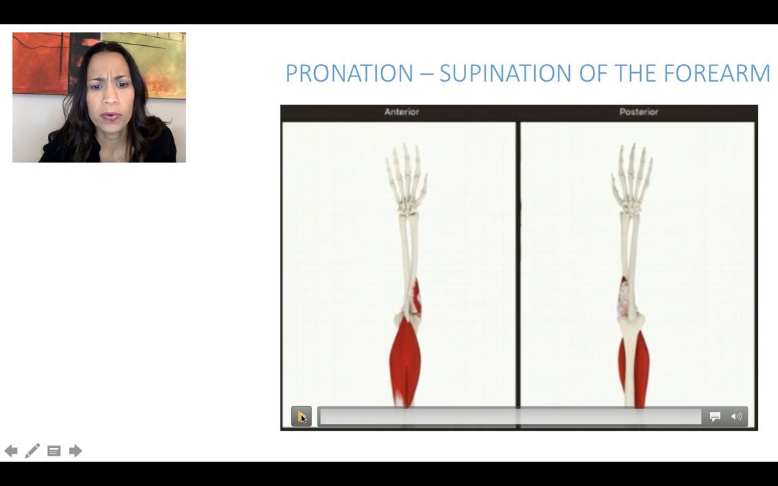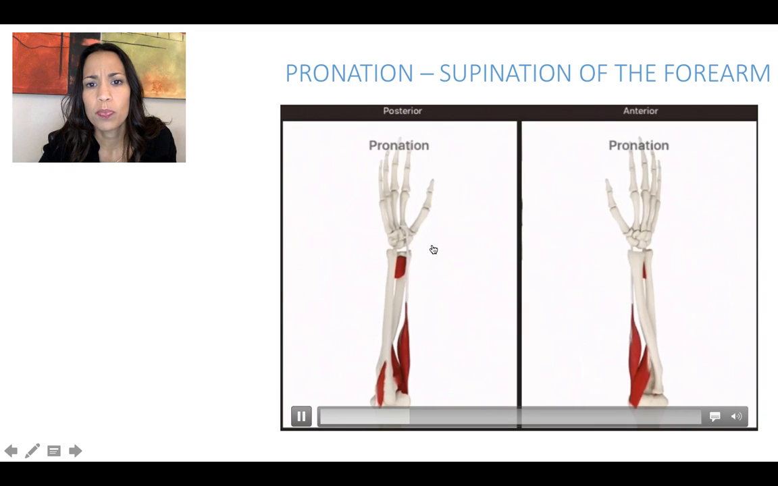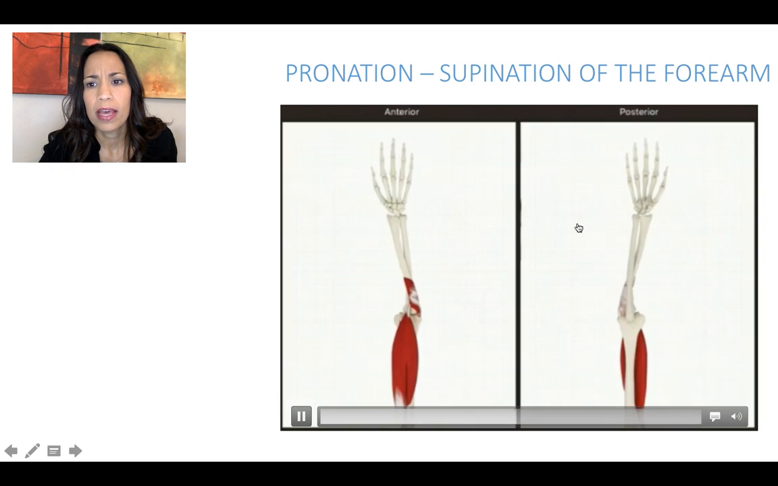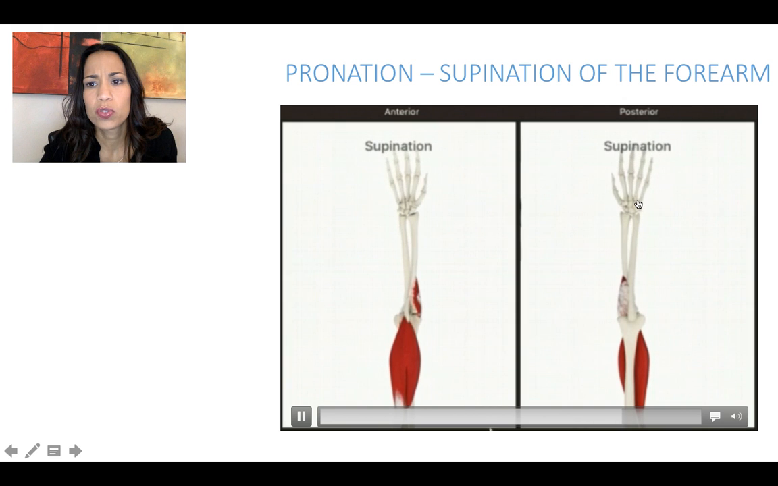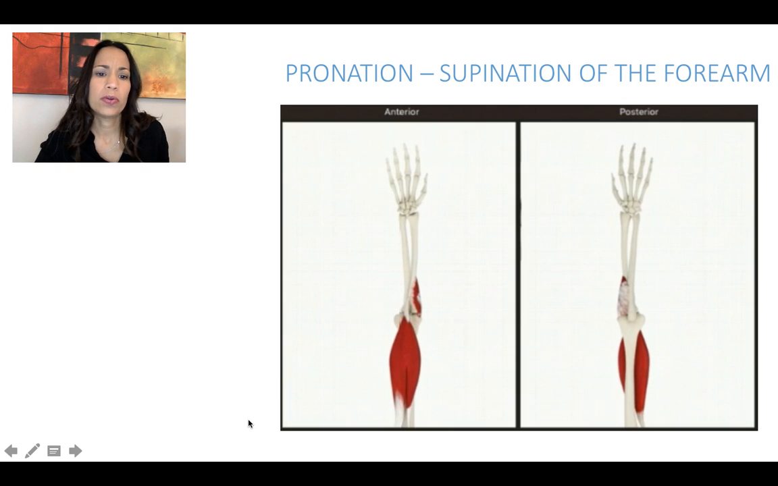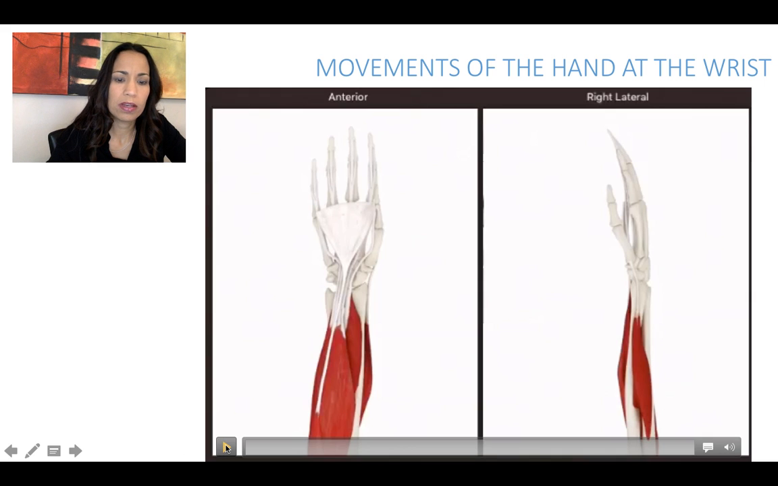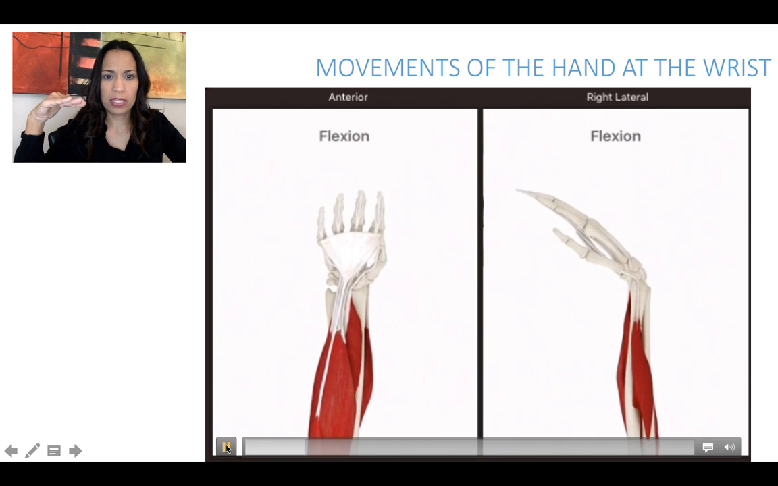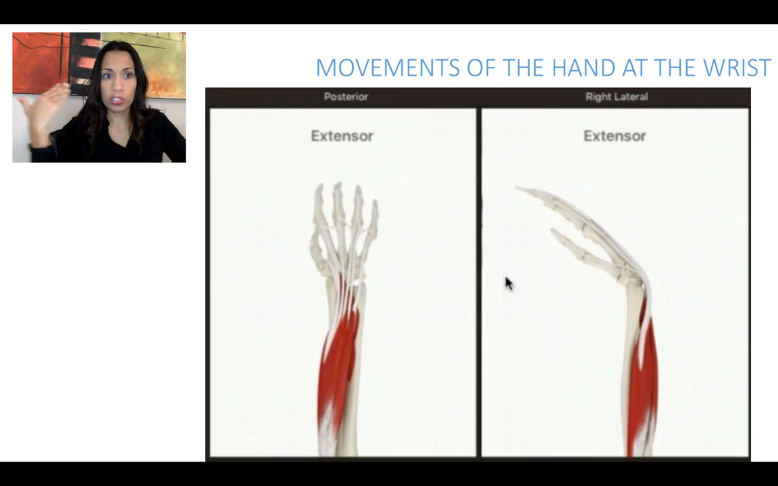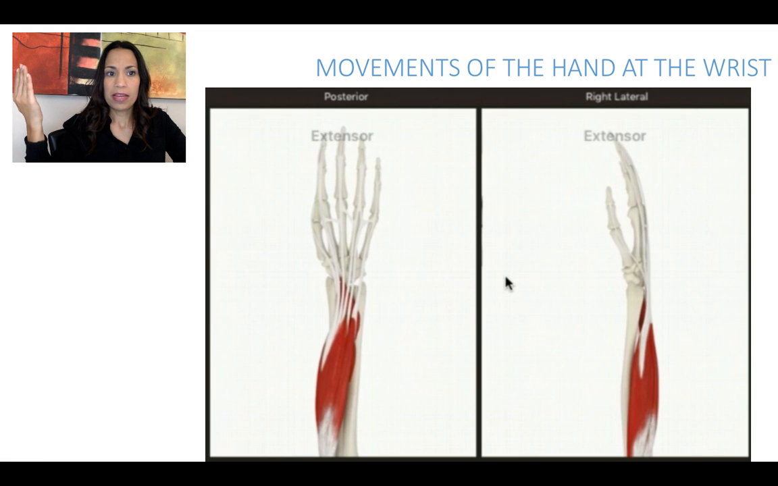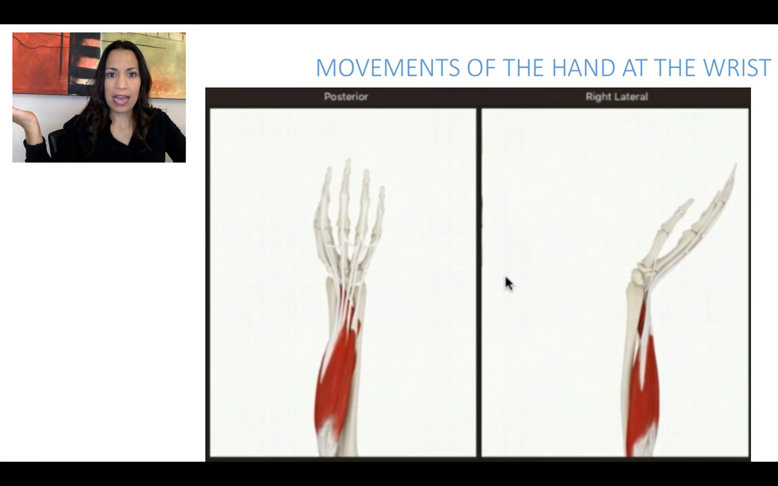Okay, so pronation, you're tipping; supination, you're holding a bowl of soup. Let's watch the video one more time. So this is pronation, and look at this, supination. Okay, done. Let's see the movements at the wrist, at the radiocarpal joint. So we have flexion in the anterior plane, anatomical position, then extension and hyperextension.